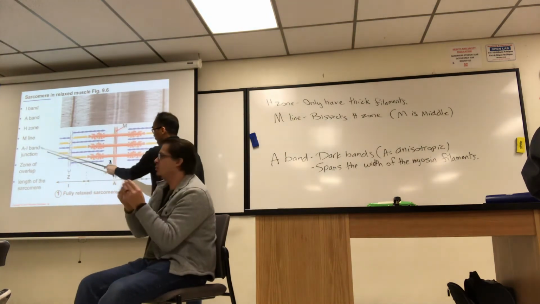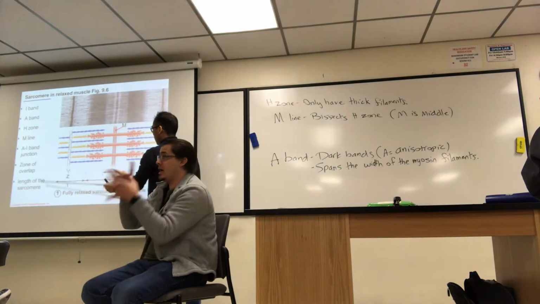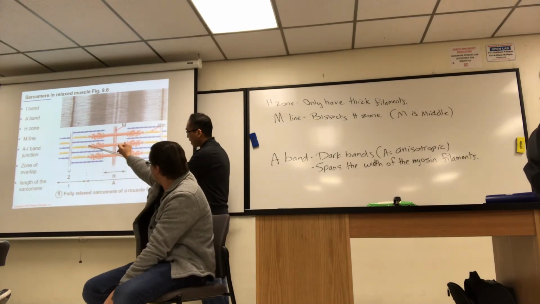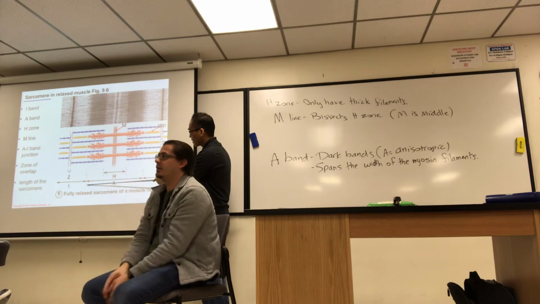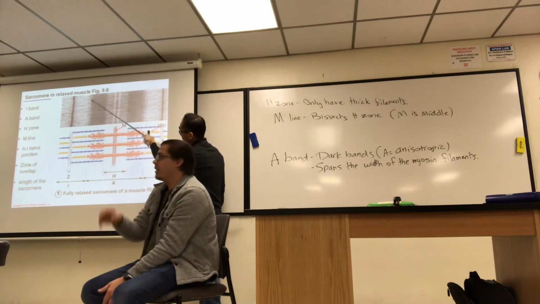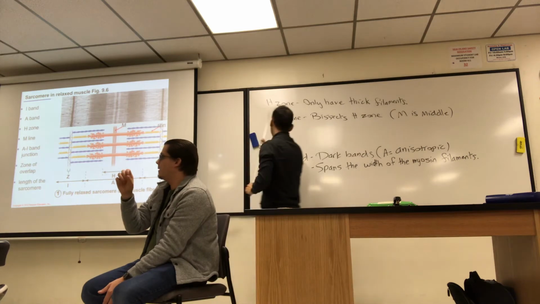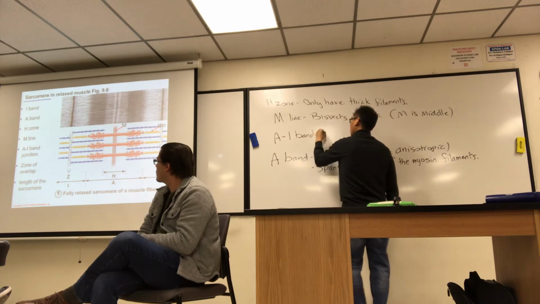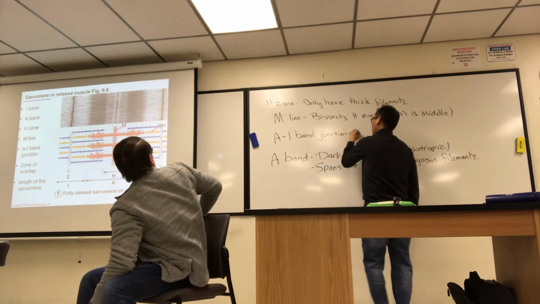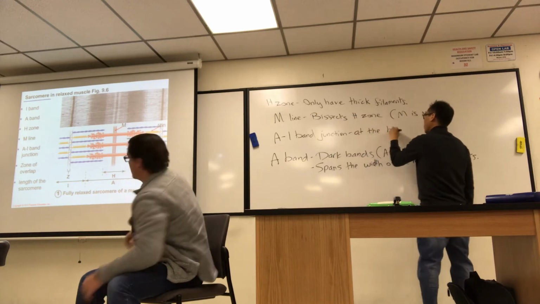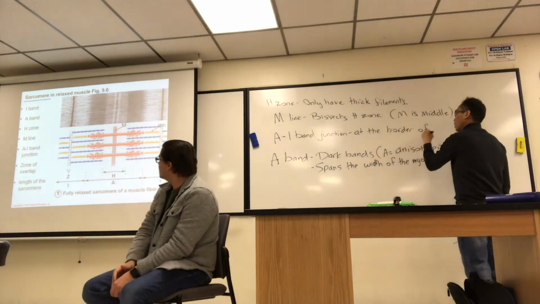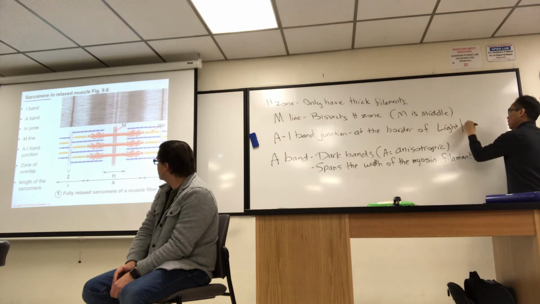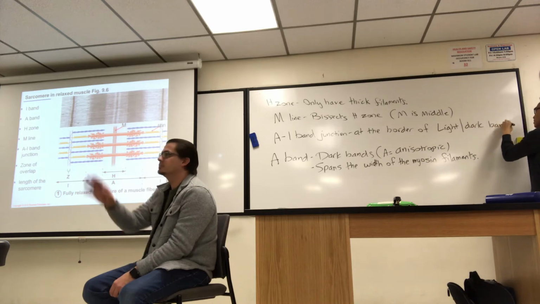We have a few more things. I-band junction is basically where the A band meets the I band, right there, at that line. Right there, where light meets dark. Just note that. At the border of light and dark bands.